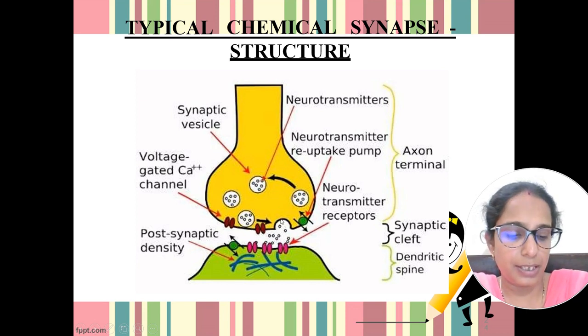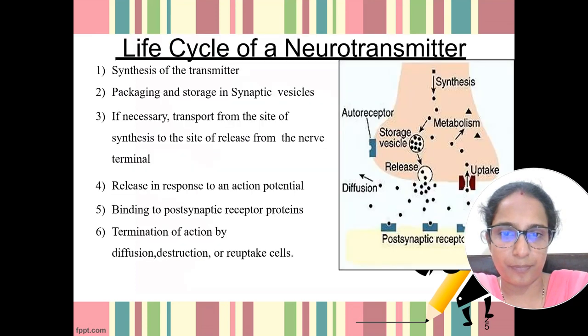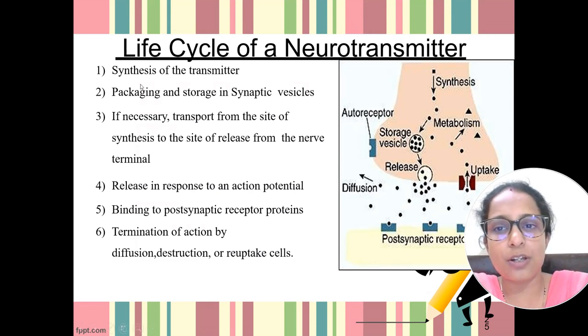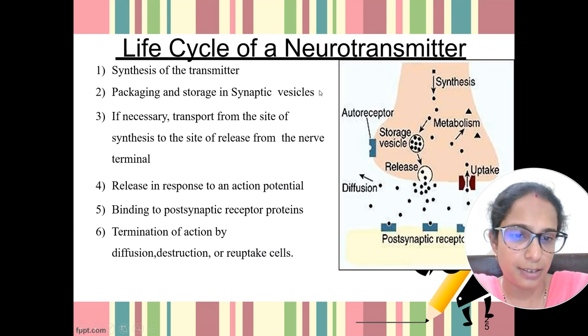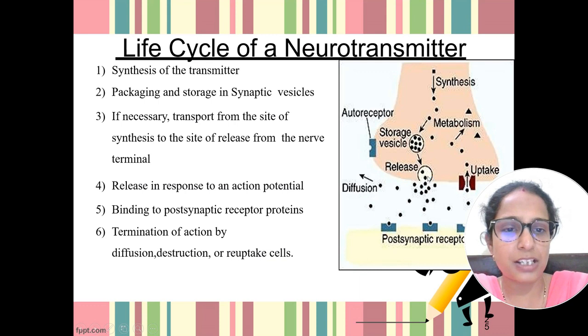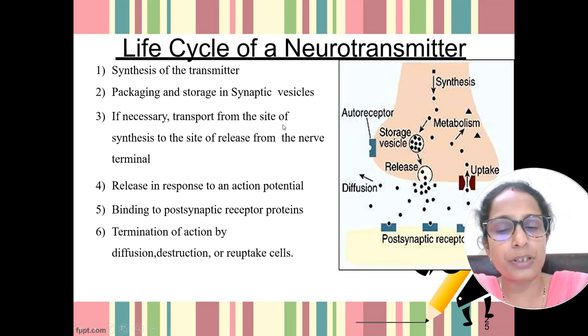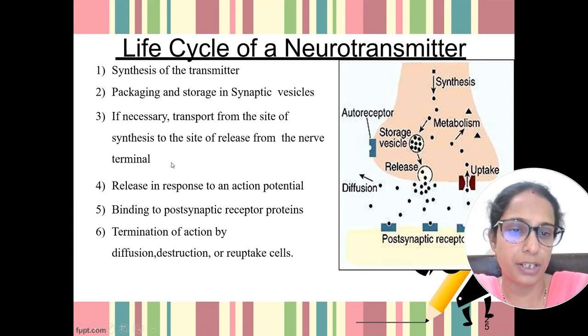Okay, so next is the life cycle of the neurotransmitters, what their life cycle is. First, synthesis of transmitters happens. Where do packaging and storage happen, where do they basically stay? That is in the synaptic vesicles. They are deposited in the synaptic vesicles, they stay and are stored there. If necessary, transport from the site of synthesis to the site of release from the nerve terminals.